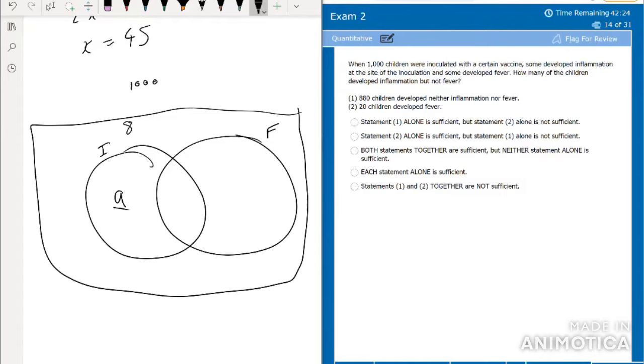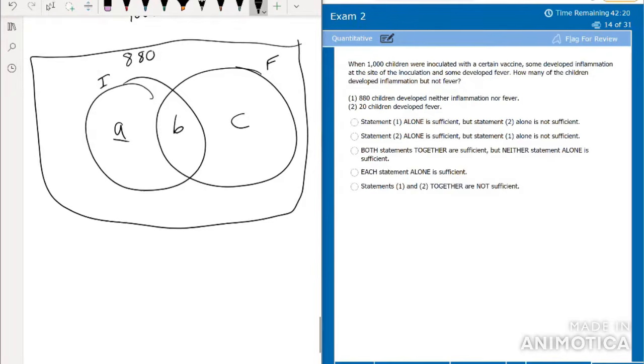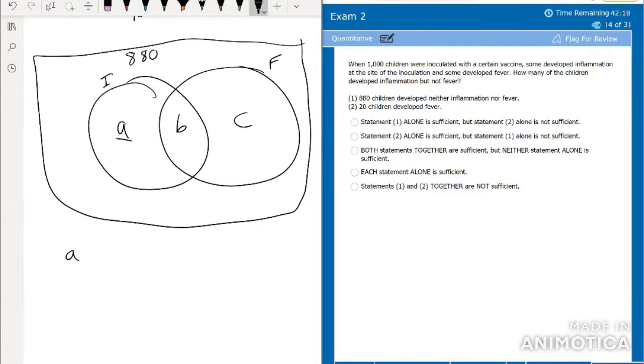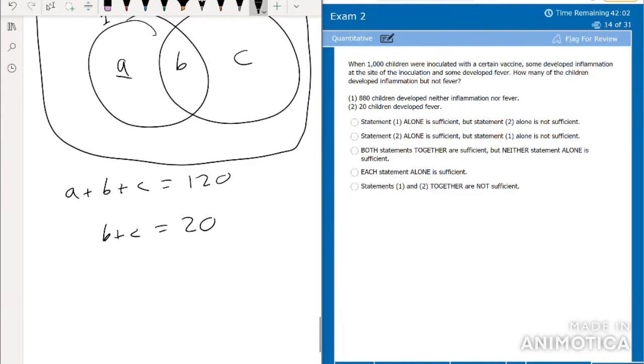Okay, so 1 tells us that 880 didn't get either. So A, B, C. Well, that means that A plus B plus C is 120, and we want to know A. Clearly, that alone is not enough. 2, 20 children developed fever. So that means B plus C is 20. Well, that's clearly not enough on its own. But if we subtract that, then that gives us A equals 100. And so together, they've told us.